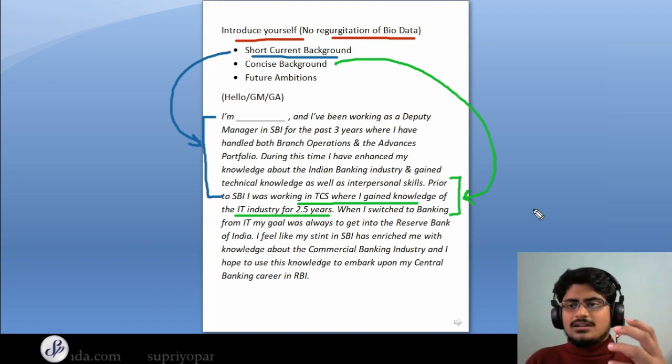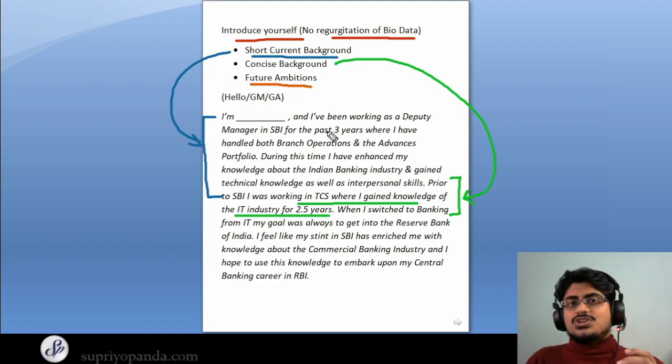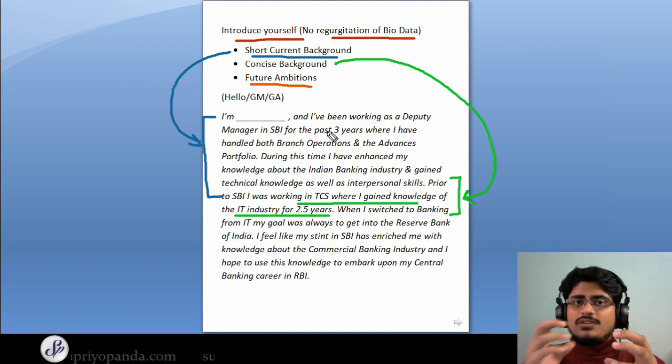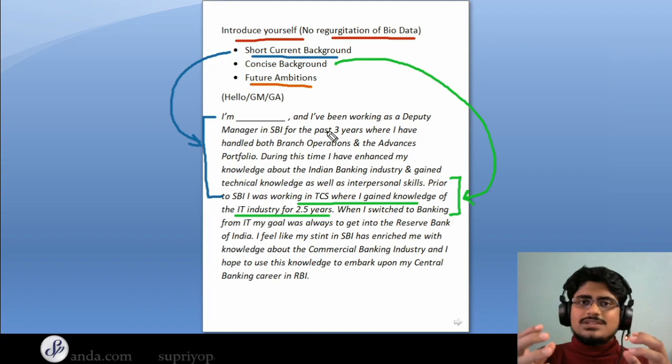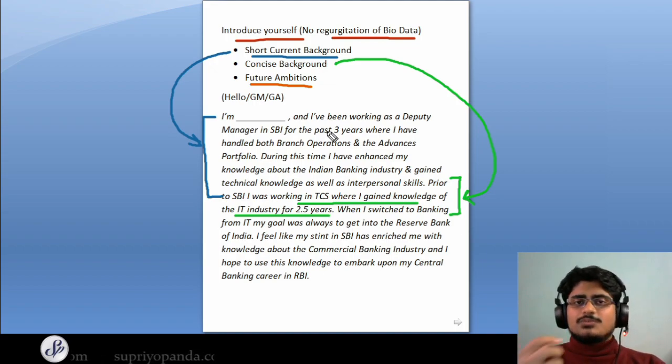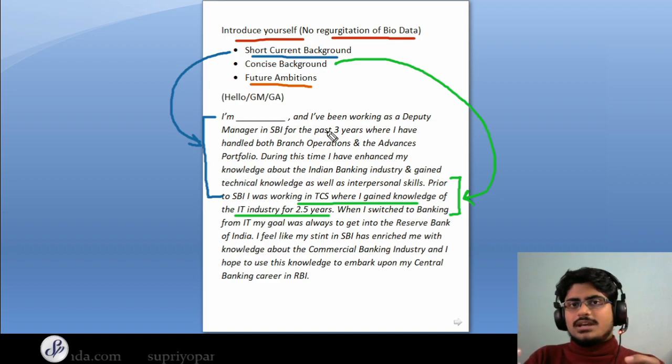And the third part that is also quite important is this one, which is your future ambitions. So this you always have to link in when you are telling about introduction, because this is actually what helps them understand what you are expecting from this interview, what you are expecting from this role. So the third part, as you see, I'm trying to transition and I am trying to tell them what made me apply to RBI and what I am trying to get from my role in RBI.